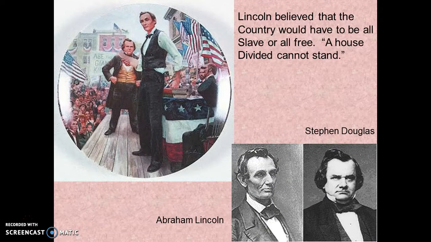One of the famous statements that Lincoln made during one of these debates was that a house divided cannot stand, saying that half the country can't be free and half the country be slave. That's never going to work. We've got to figure out how we can end slavery, that kind of thing.